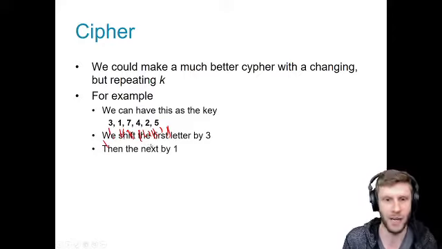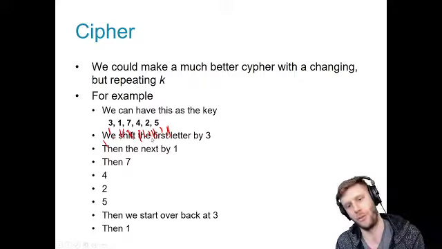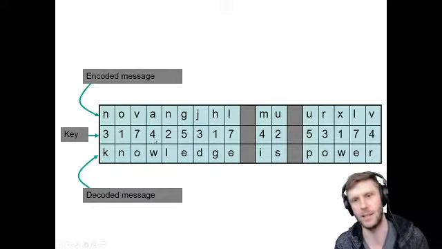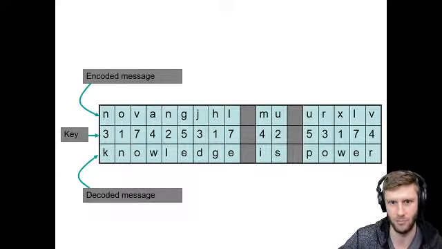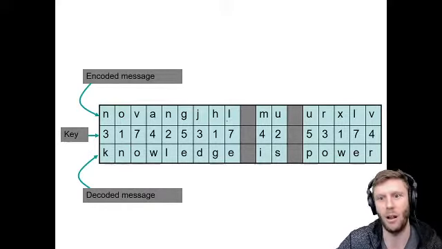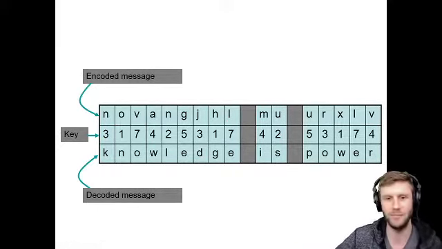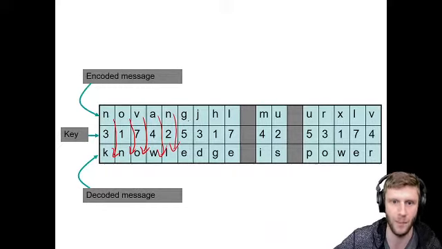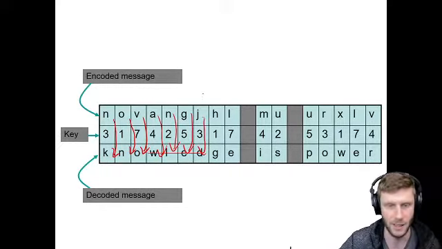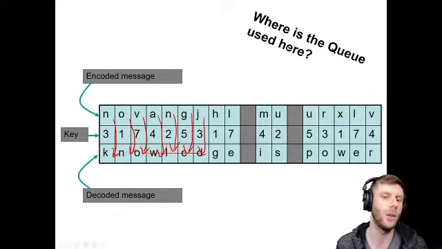So we shift the first letter by 3, then by 1, then by 7, then 4, 2, 5, then start over, 3, 1, 7, and so on. So let's say we have this encoded message. Novangajal mu live, whatever that means, right? Well, I would know that I decode the n by shifting 3, then that by 1, then that by 7, then that by 4, then that by 2, then that by 5, then that by 3, and so on.